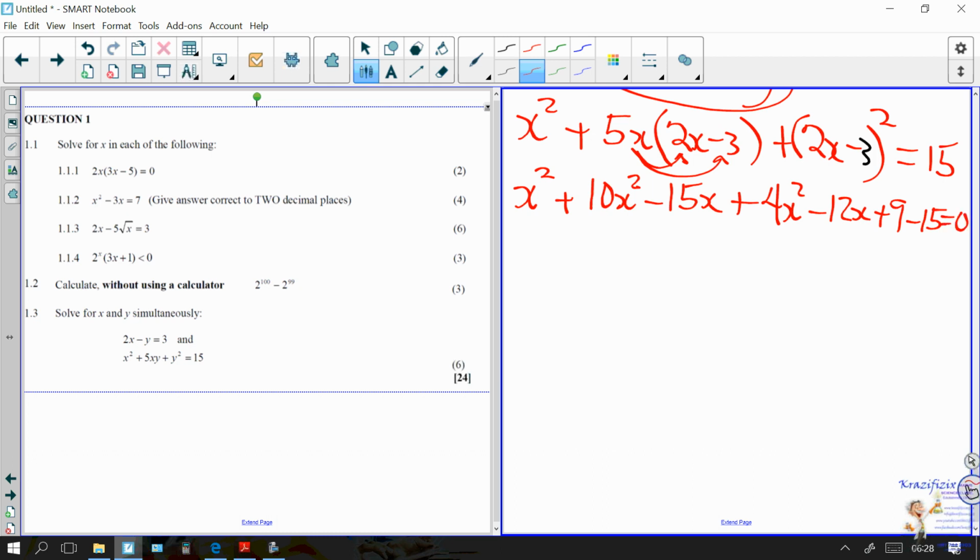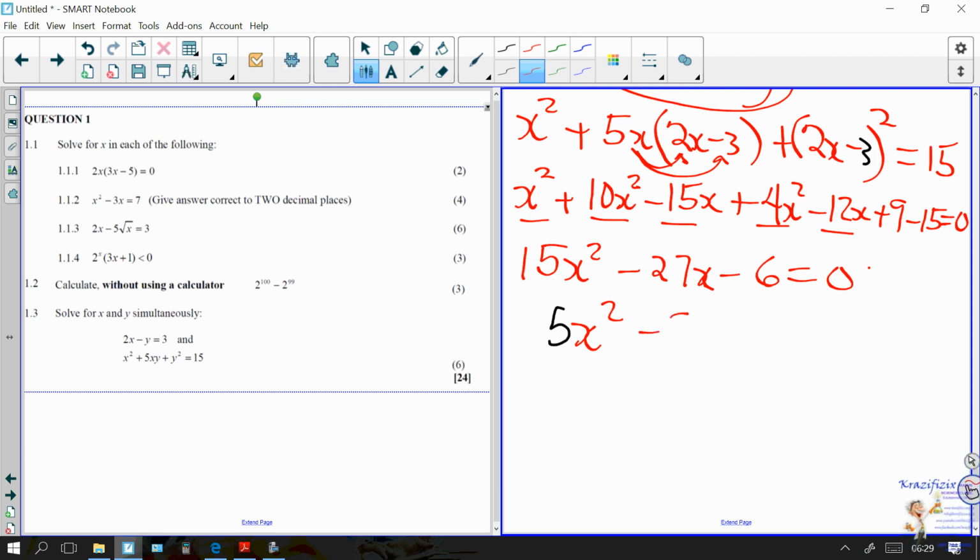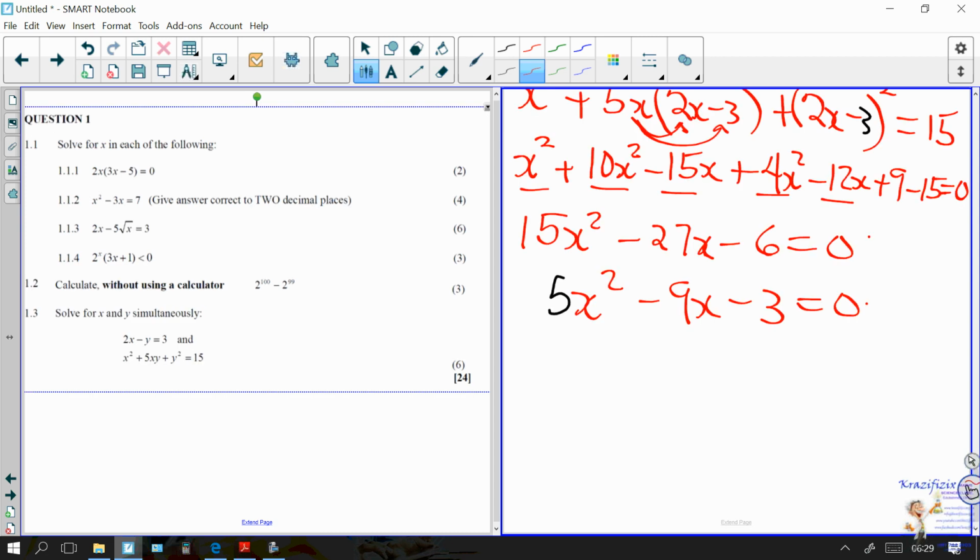Always put it in standard form. x squared, x squared, x squared. What do we have? 15x squared, because it's 1, 10, and 4. Then x and x there would give me negative 27x. And then I have 9 minus 15, which is minus 6, equals 0. If you check all of this, I think we can divide this through. Can we divide by 3? Yes. What do we have? 5x squared minus 9x minus 3 equals 0. We still need to solve and factorize.